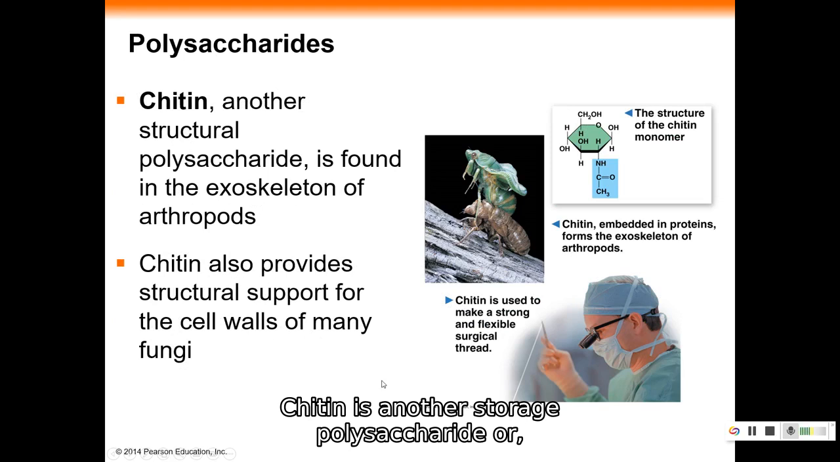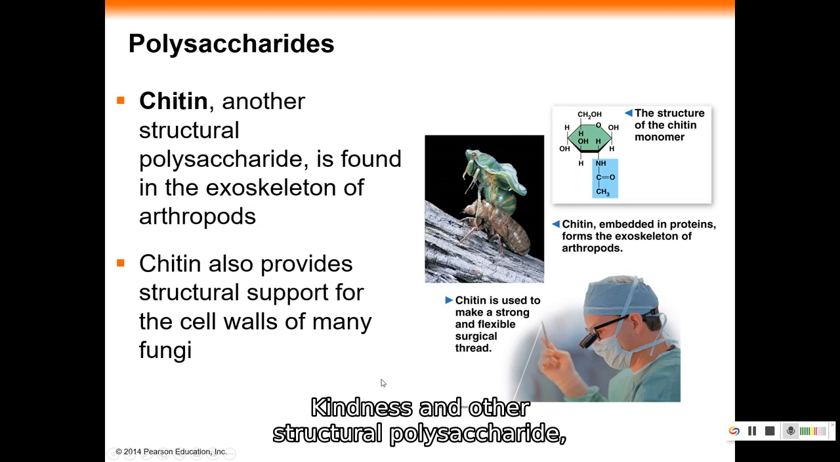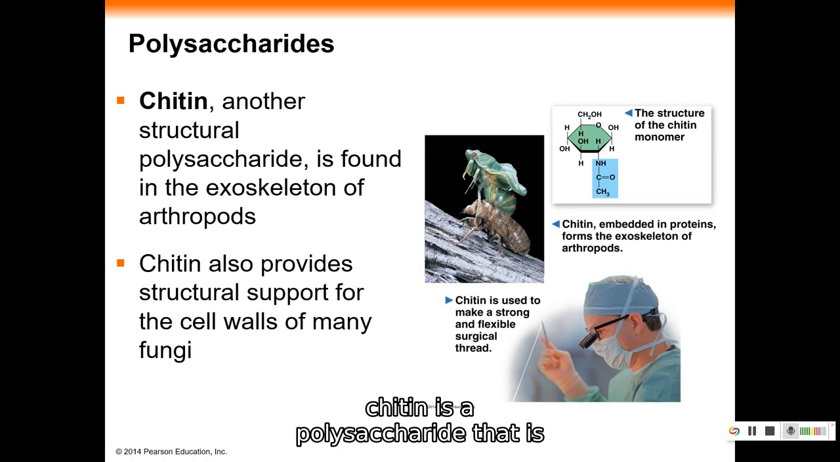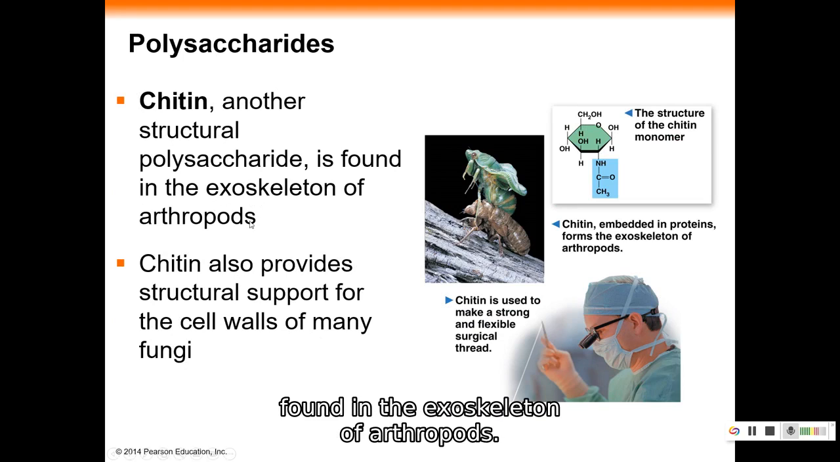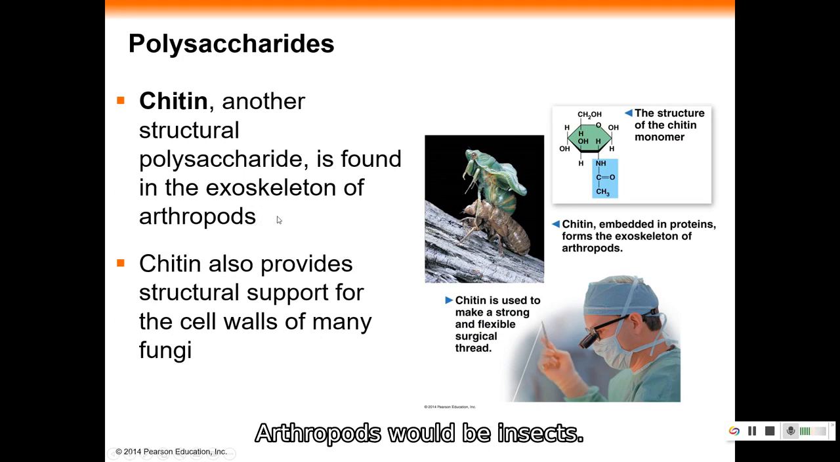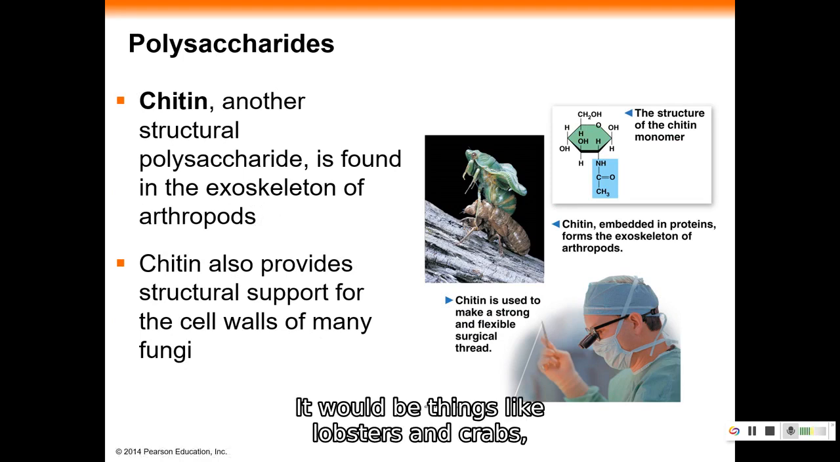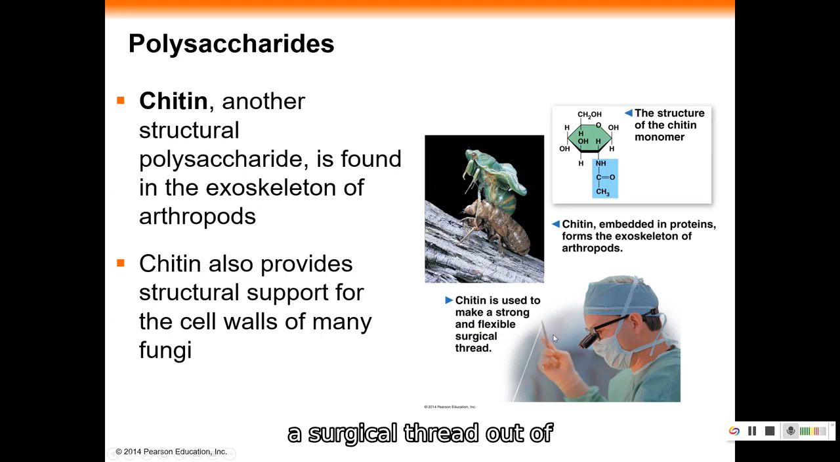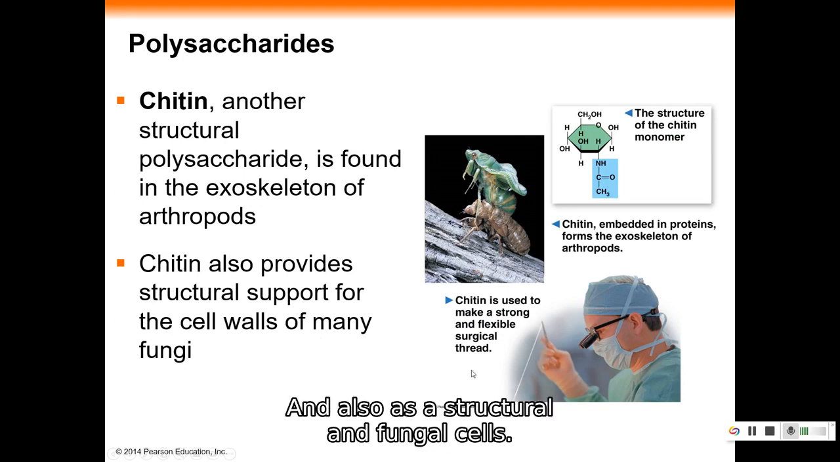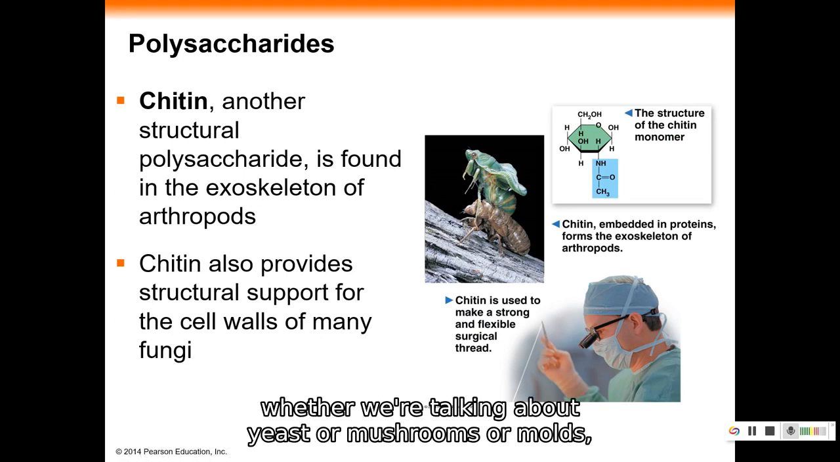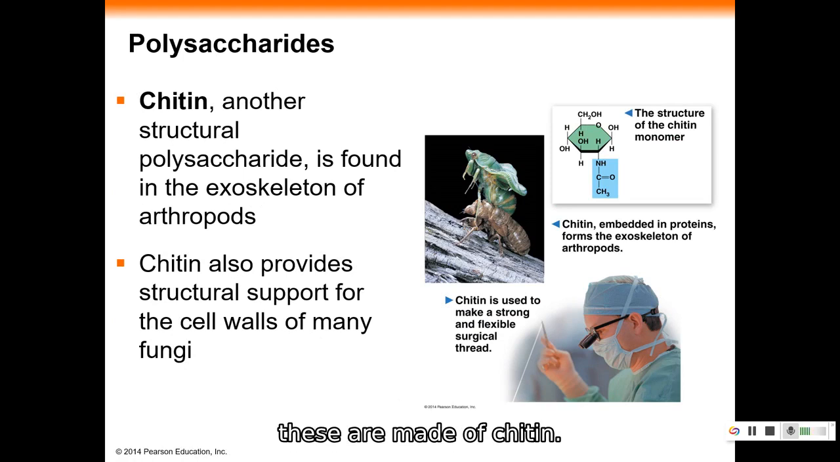Chitin is another storage polysaccharide, or I'm sorry, I said that backwards. Chitin is another structural polysaccharide. Chitin is a polysaccharide that is found in the exoskeletons of arthropods. Arthropods would be insects. It would be things like lobsters and crabs. It would also be arachnids like spiders and ticks. Chitin is very strong and flexible. So here they have made a surgical thread out of chitin because of how strong it is. Chitin also is structural in fungal cells. So the cell walls of a fungus, whether we're talking about yeast or mushrooms or molds, are made of chitin.